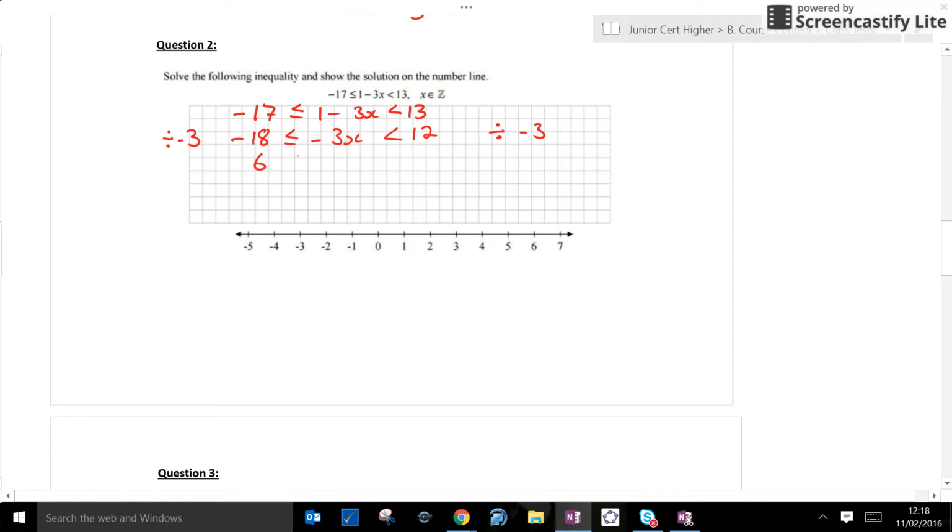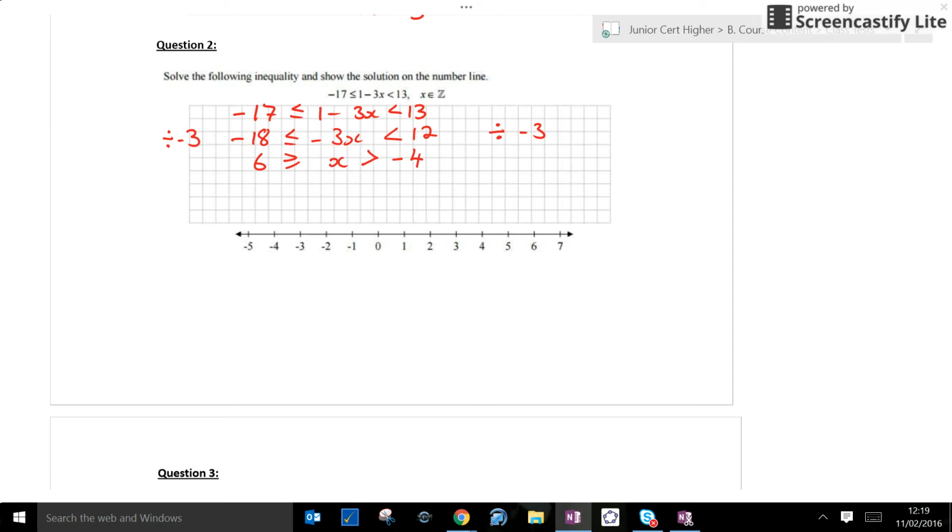Because we've divided by a negative number, we've got to reverse the inequality sign. Minus 3x divided by minus 3 is positive x. And again, we need to reverse the inequality sign. 12 divided by minus 3 is minus 4. So what we have is x is less than or equal to 6 and greater than minus 4.